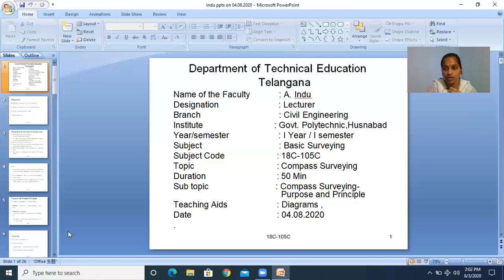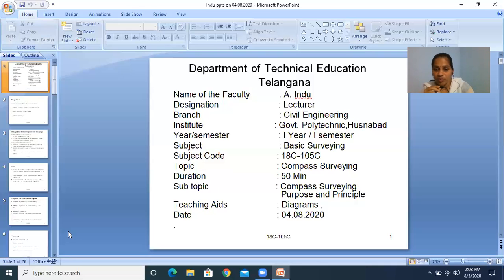If you have any doubts, you can contact me or consult me. Otherwise, we will go to the next step. What is the basic principle of chain surveying? Chain triangulation. Today we are going to learn another new topic, compass survey. Compass is the instrument used to conduct the survey. That is the second instrument we are going to learn today.